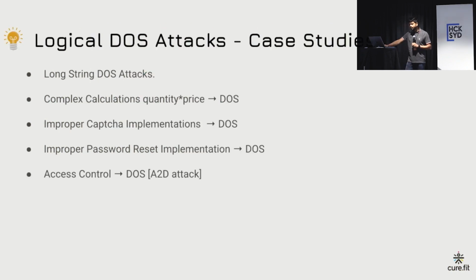Now comes the main thing: logical DOS attacks. Why this is important: I'm going to cover all these things with the example of these 5 case studies. First is the long string DOS attack, which is very common. Then we'll see complex calculation, then captcha and password, then access control, and how we can convert it into a DOS attack, which is still not out of scope, and a few companies provide a good bounty amount.